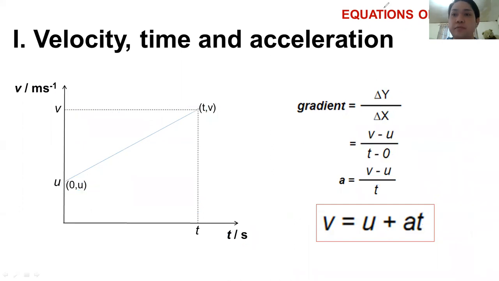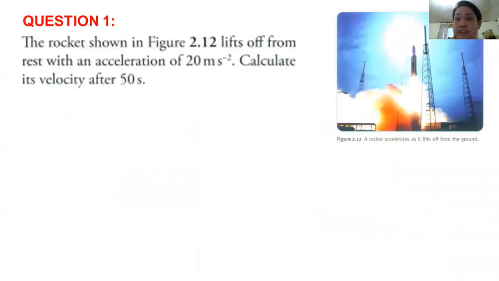So next, after deriving equation 1, we can now apply it in this given problem. In question 1, the rocket shown in figure 2.12, as you can see in the picture on the screen, lifts off from rest with an acceleration of 20 meters per second squared. Calculate its velocity after 50 seconds. So how do we calculate its velocity after 50 seconds? The first thing we are going to do in solving this problem is identify, of course, the given, and after that, what is being asked.